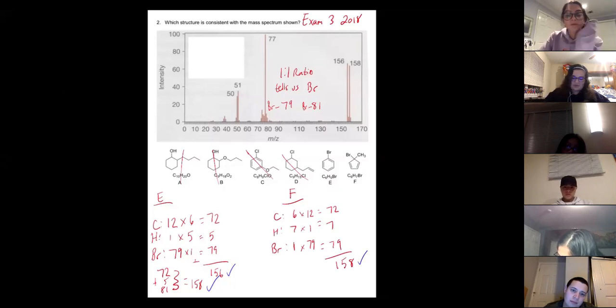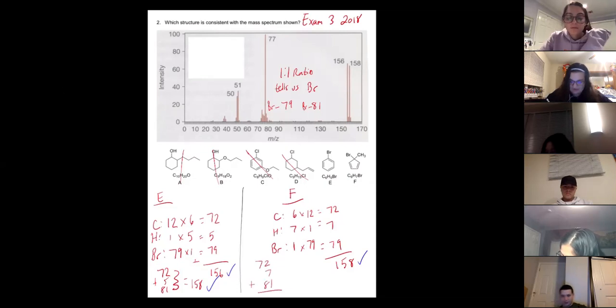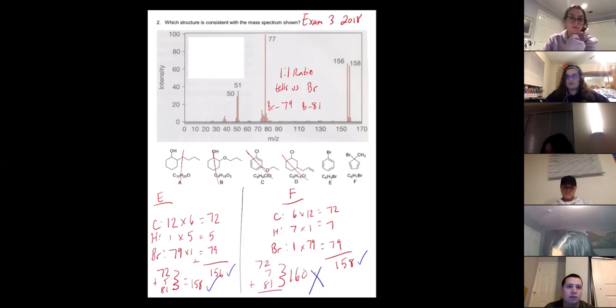The last thing we need to do here is check for that other isotope, right? We got to check for isotope 81. So we would do 72, 7, and 81 and add those up. And that gives you 160. So that isotope does not check out. That's why F is incorrect and E here is the correct answer, because you need to account for both isotopes of bromine.